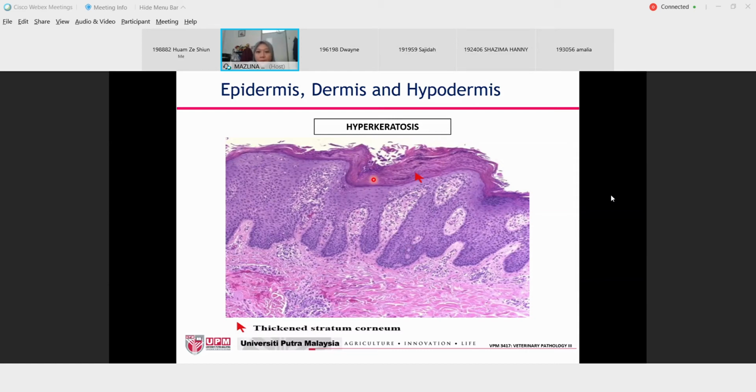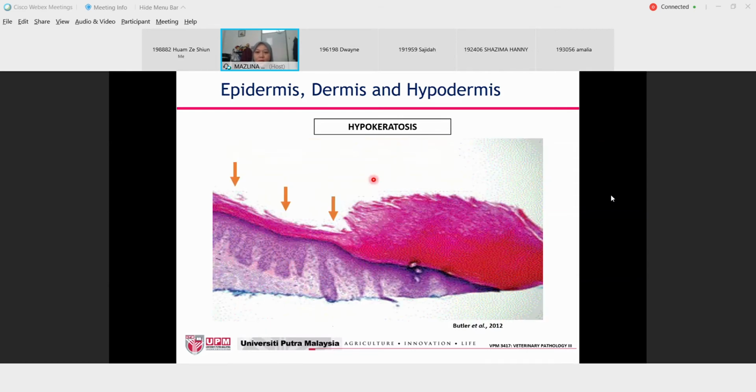Okay, this diagram can be confusing. If, let's say, I did not reveal that this is actually thick skin, you might think that there is hyperkeratosis, right? Because of the thicker area of the stratum corneum here in comparison to the thinner stratum corneum as indicated by the arrows. So this is actually thick skin, and this area is actually showing hypokeratosis, thinning of the stratum corneum.